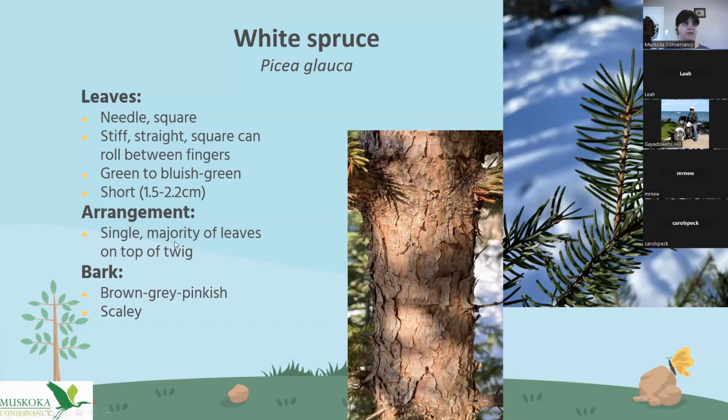They are single coming off of the branch as well, but you'll notice with our spruces that the leaves tend to be all concentrated on the top of the branch, whereas with our last two we looked at, the needles are coming directly out from the sides and they don't really come out on top. Our spruces will be full on top as well. So that's another good way to tell the difference. The bark for the white spruce is a brown, gray, pinkish color, and it's got those obvious scales, sort of flaky scales to it as well. That is our white spruce. Hopefully I'm not going too quick for everyone.